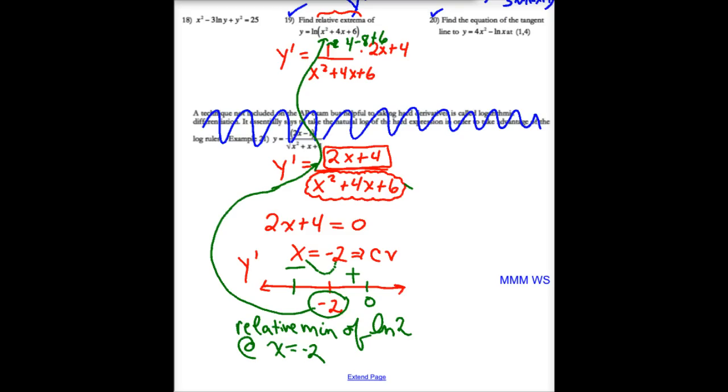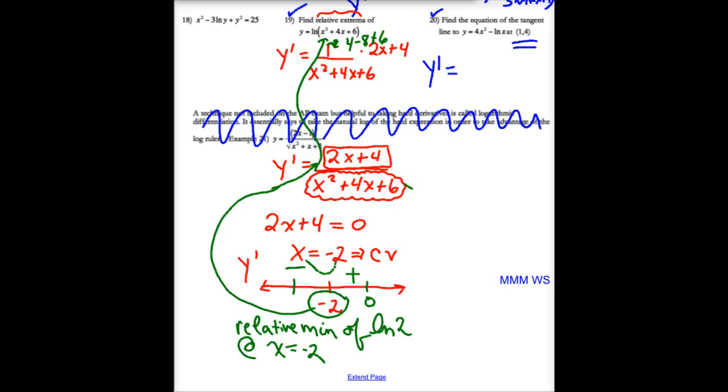All right, the next one, we've done these a lot. Number 20, find the equation of the tangent line. It requires a point. Got it. And the slope at that point. So again, we've done this question a ton. We've just never done it with the natural log function embedded in our definition of y.